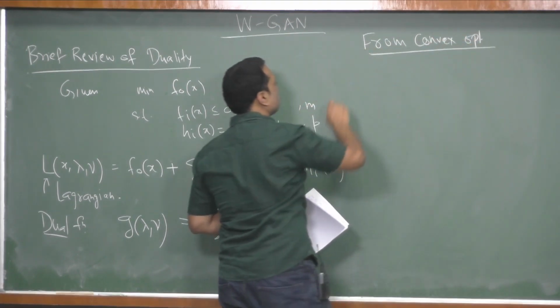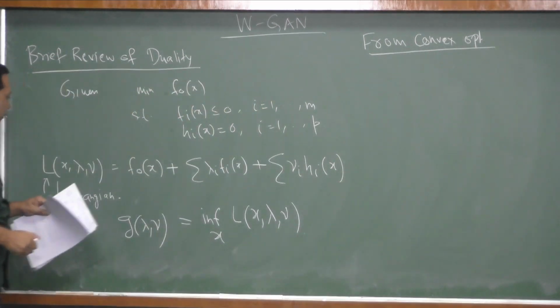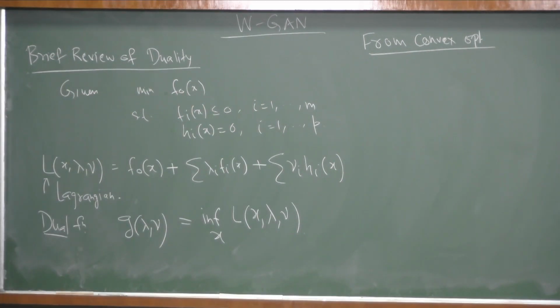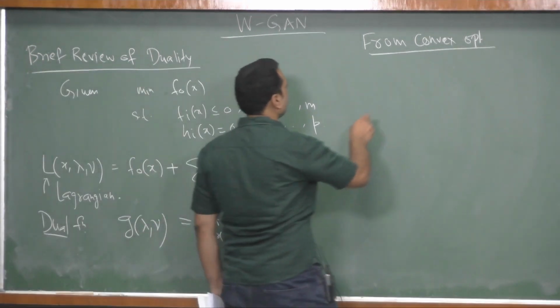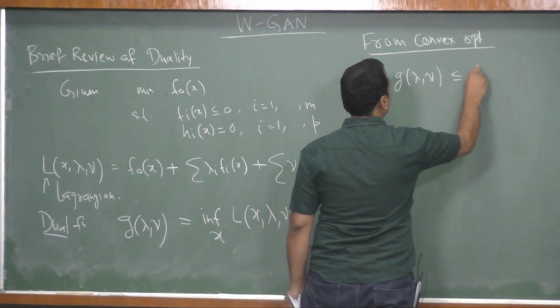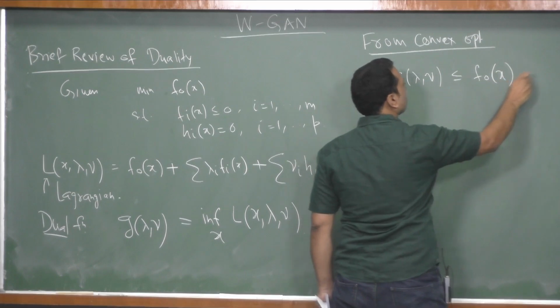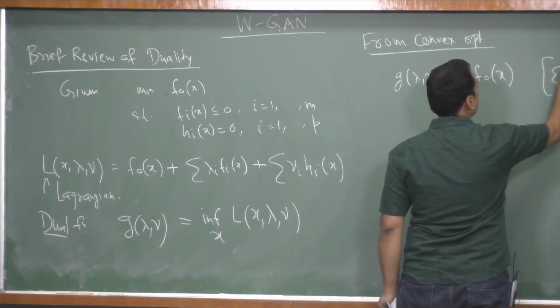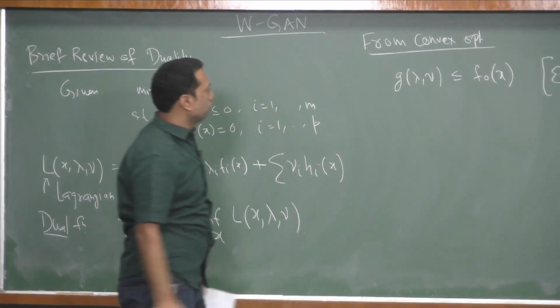And what we know from convex optimization is that g(lambda, nu) is less than or equal to f_0(x). Okay, we can prove that. You can say that it's an exercise for you. We usually do this in optimization methods.